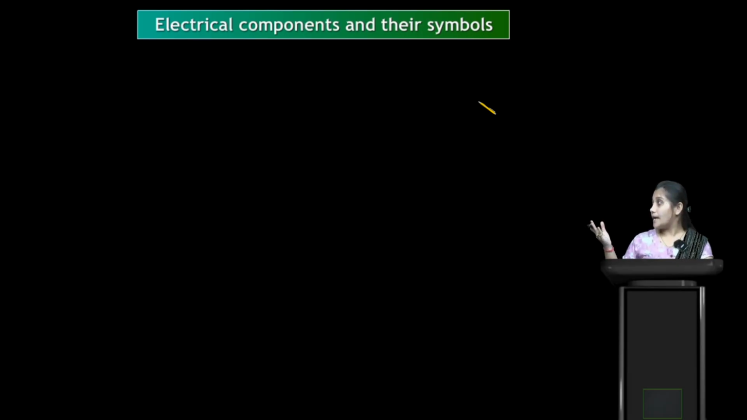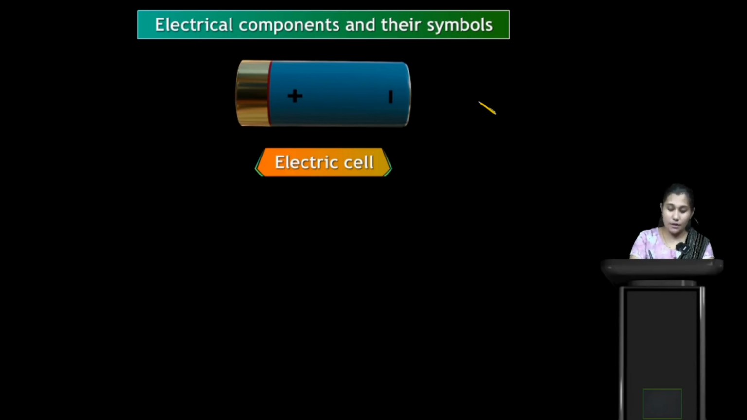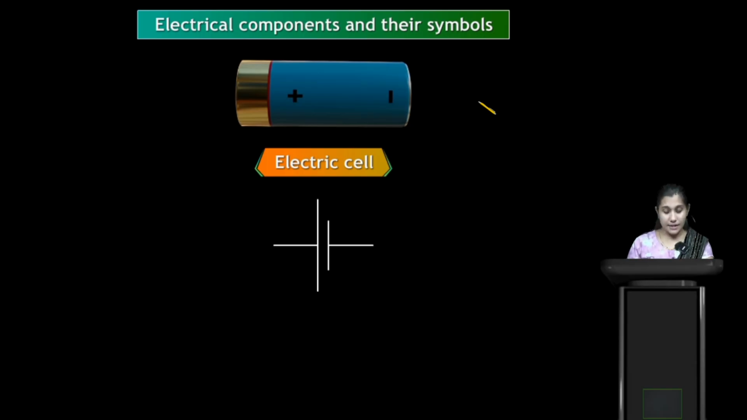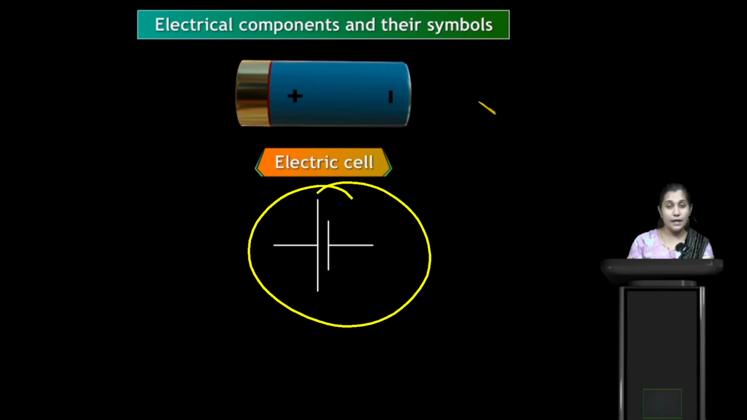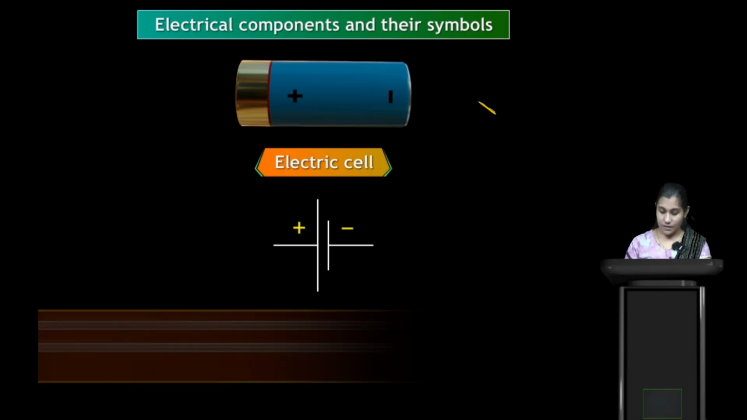Electrical components and their symbols. Now we will see the electrical components and their symbols. This one is an electric cell, meaning a battery. We represent the electric cell like this. This one is a positive terminal and this one is a negative terminal, because in the electric cell we have two terminals. One is the positive terminal and the other is the negative terminal.